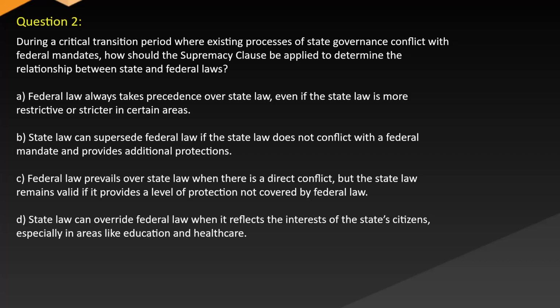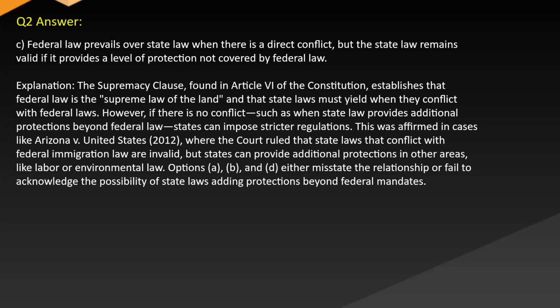C. Federal law prevails over state law when there is a direct conflict, but the state law remains valid if it provides a level of protection not covered by federal law. D. State can override federal law when it reflects the interests of the state's citizens, especially in areas like education and healthcare. Answer. C. Federal law prevails over state law when there is a direct conflict, but the state law remains valid if it provides a level of protection not covered by federal law.